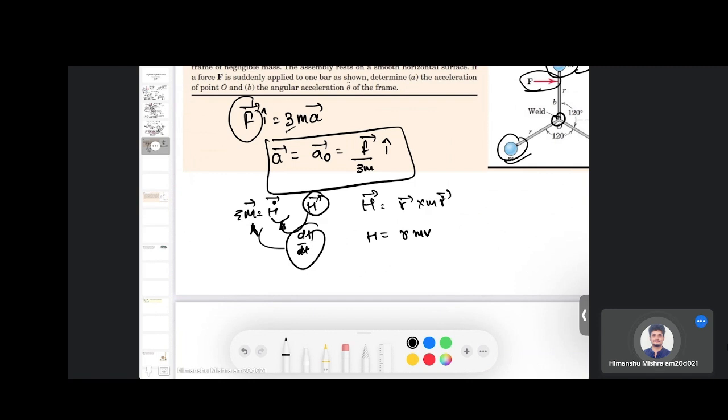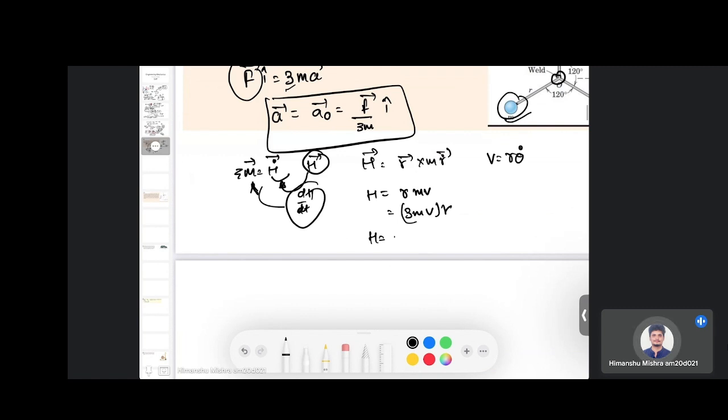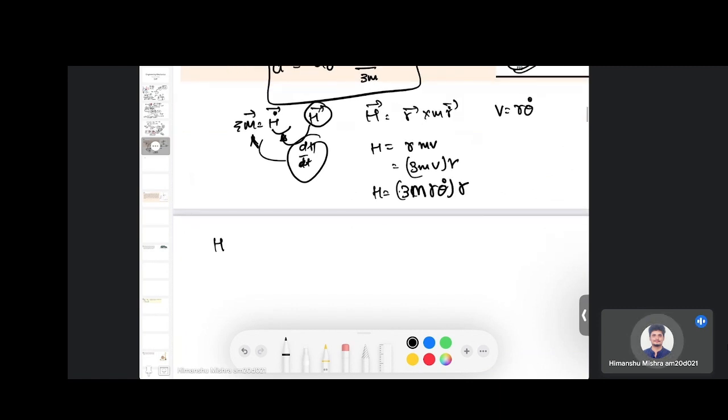Now there are three balls, which means 3m v r, and the velocity, from the previous tutorial, we use as r theta dot, right? So I can write my velocity as r theta dot here and r. So my angular momentum is 3m r square theta dot. So this is my angular momentum.